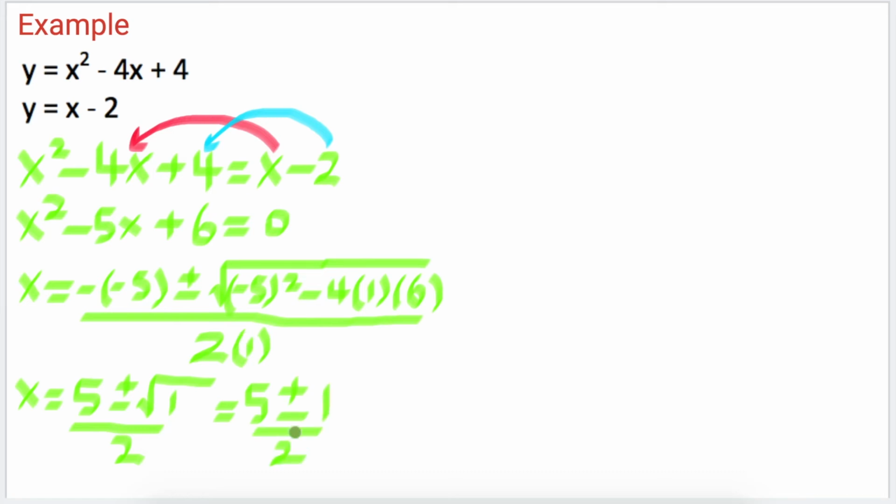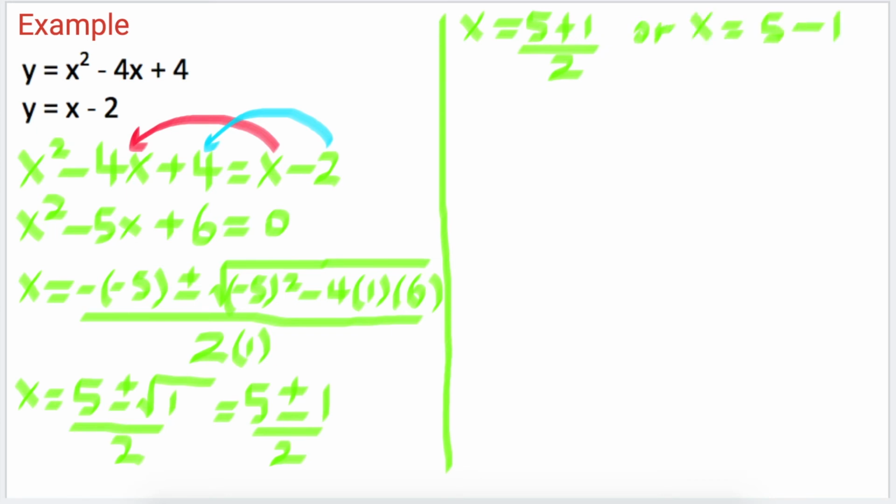Because it's plus or minus, we know that we're going to have two solutions for x. So the first solution is 5 plus 1 divided by 2, or x equals 5 minus 1 divided by 2. So we're going to solve the left side first. 5 plus 1 is 6 over 2. When you divide those two numbers, you get 3. And then on the right side, 5 minus 1 is 4 divided by 2. 4 divided by 2 is positive 2. So 3 and 2 are the x solutions.